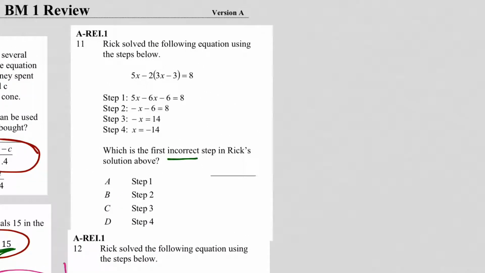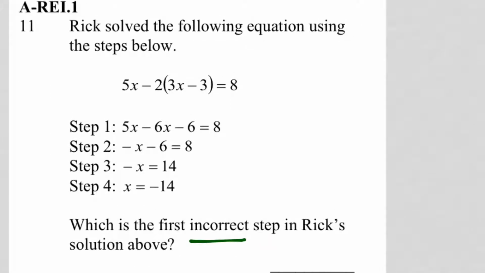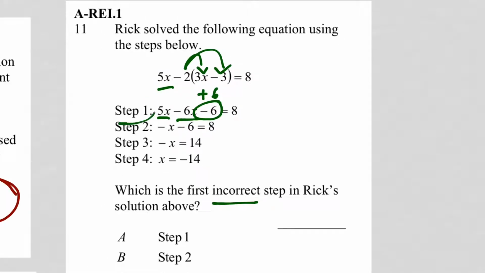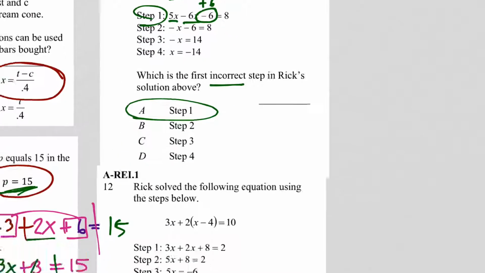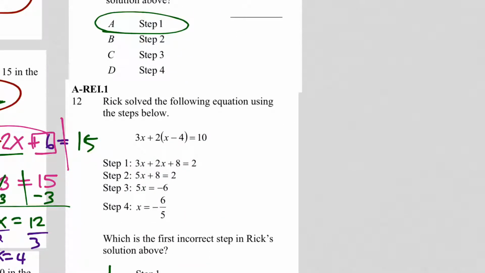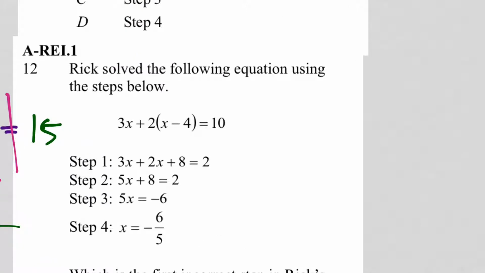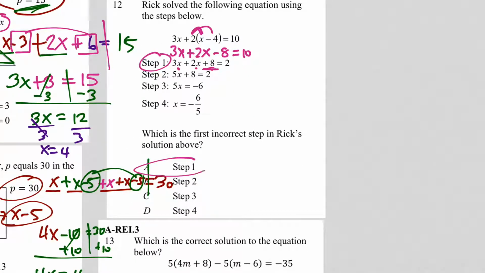Which is the first incorrect step? So let's look at Rick's work. 5x you have to rewrite, but negative 2 times 3x is negative 6x, and negative 2 times negative 3 is positive 6. He messed up on step 1. Number 12. When Rick uses distributive property, he should have gotten 3x plus 2 times x is 2x. 2 times negative 4 is negative 8. Does he have the exact same thing? No, he wrote positive 8. He messed up in step 1.